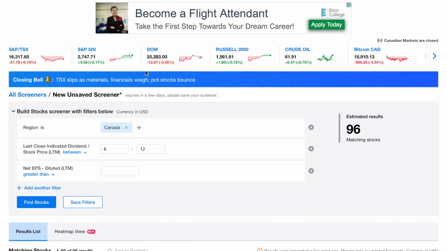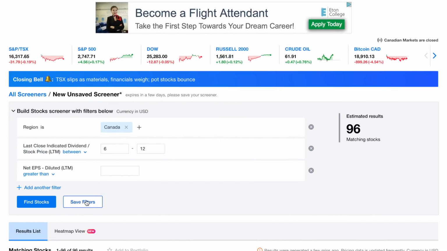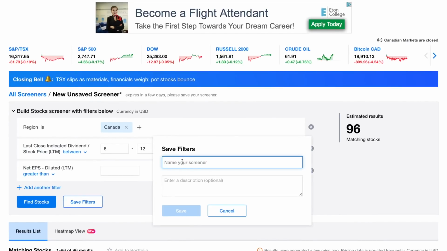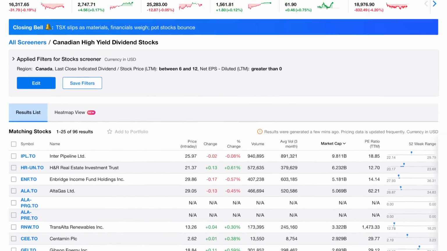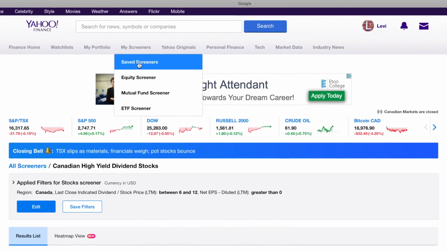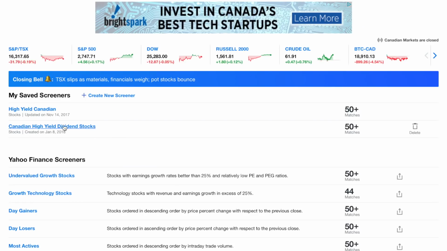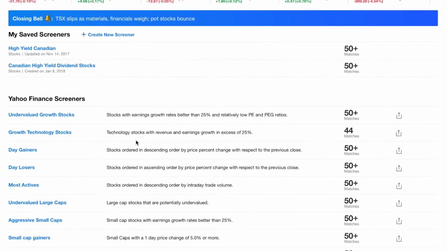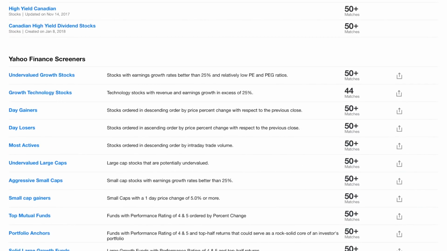Now, if you want to save this screener, you can actually just go save filters and you can just name it whatever you want. I could call this Canadian High Yield Dividend Stocks. Click save. It says it's saved at the bottom of the screen. And now if I go to my screeners, if I go to my saved screeners, you can see that it appears right here, Canadian High Yield Dividend Stock. You can also go through some of the pre-set up ones that Yahoo has.